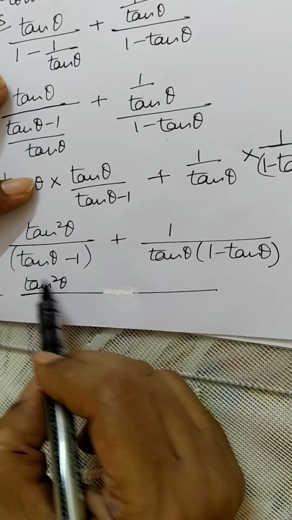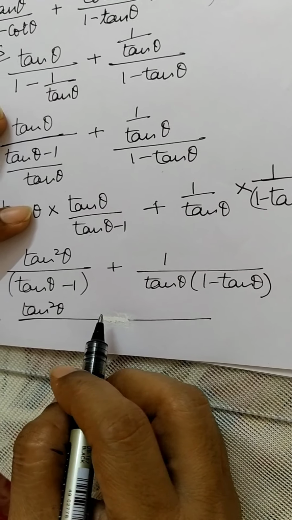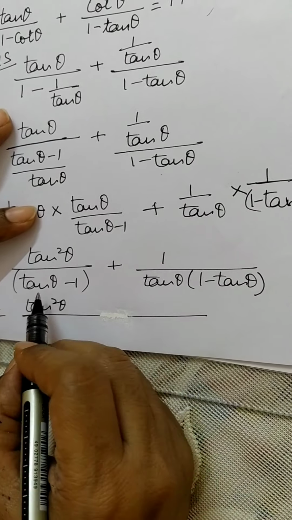Next we have to add these two terms. For that we have to take the LCM. You can see that one denominator is tan theta minus 1 and here it is 1 minus tan theta. We can make this also tan theta minus 1 by taking the minus sign common. So first term as it is, second term minus 1 upon tan theta minus 1. Now we can take the LCM, which will be tan theta into tan theta minus 1.